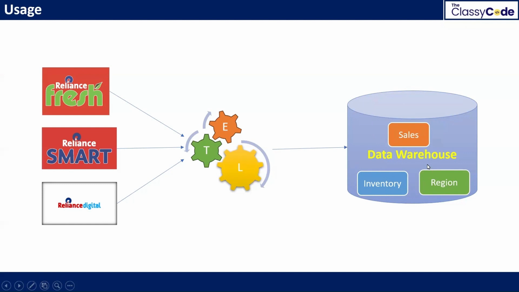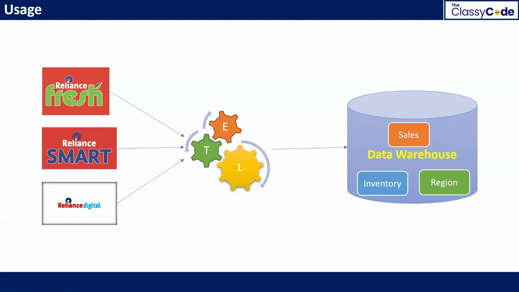So in which format are you loading? Ready to serve, ready to serve. Okay. So it's extract, transform, and load. What do we mean by transforming? Transforming means ready to serve format data.